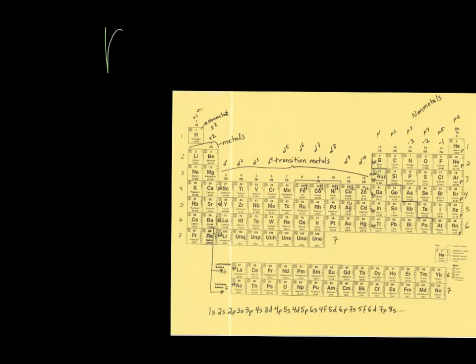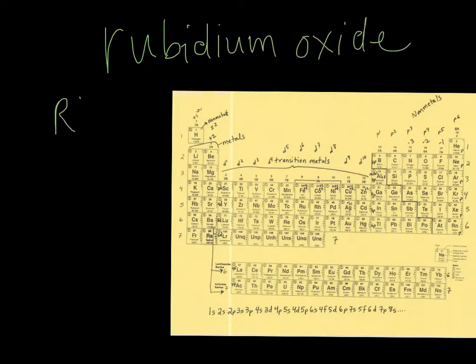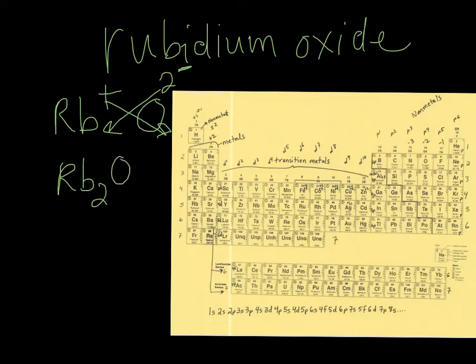Let's try rubidium oxide. Rb, we'll find Rb, there's Rb, it's a 1 plus. We will find oxide is oxygen, and it's a 2 minus. We need 2 of those for 1 of those. So I write Rb subscript 2 O, and we never have charges in our final answer anywhere around here. Just the letters and numbers of subscripts to tell us how many we have of those.